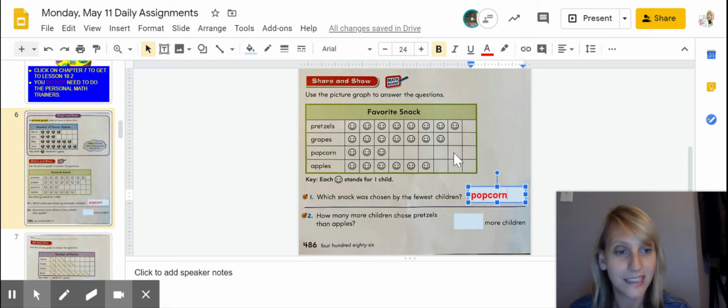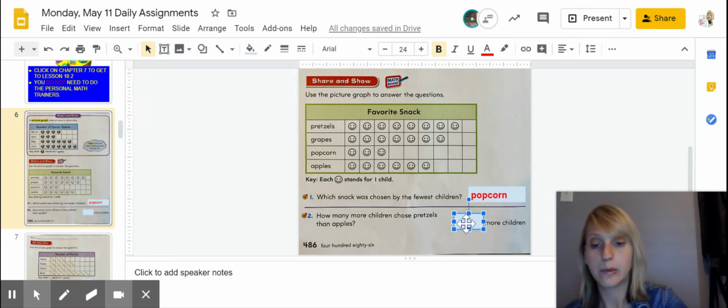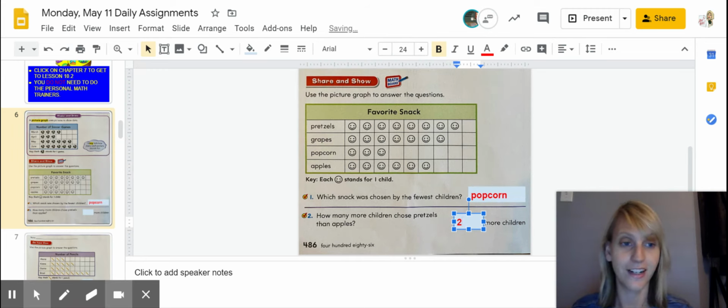I can also see on my graph, I can do my mental math. I know that 8 minus 6 is 2. I see that there are 2 open boxes right here and 2 full boxes right here. So I can see that 2 more children like pretzels. So I'm going to put my 2 right there. All right, guys, go ahead and do the next slide on your own.